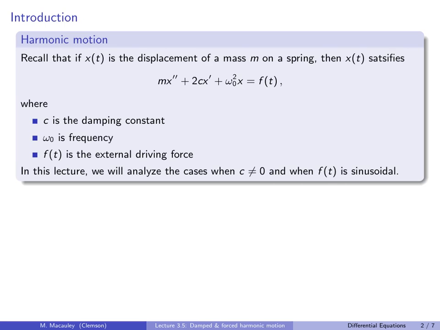Okay, so recall from last time that if x of t is the displacement of a mass, let's call it m, on a spring, then x of t satisfies the following second order linear differential equation, where c is the damping constant, omega naught is the frequency, and f of t is the external driving force. And in the last lecture we assumed that this was 0 and this is 0. Although I guess in one case when we had gravity, that would have been an external force. So in this lecture we will analyze the cases when c is non-zero, and we'll do a specific example when f of t is sinusoidal.